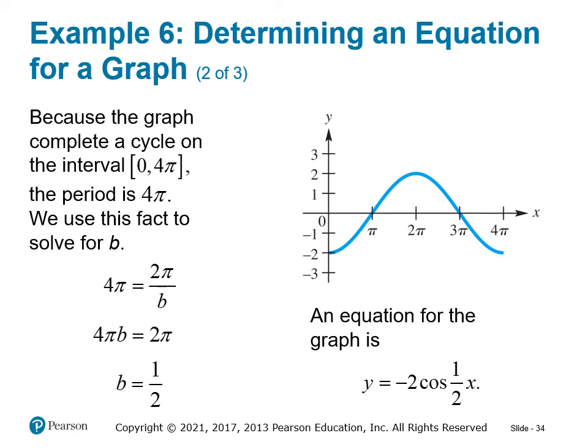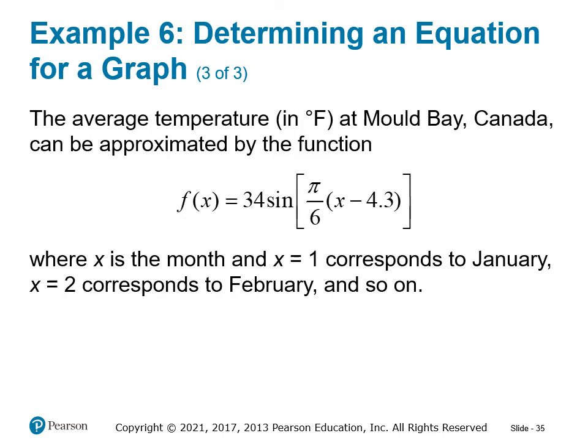With that value of A equaling -2 and that value of B equaling 1/2, we can easily see that the equation is now -2 cosine of 1/2 x. The amplitude is 2, but because it flipped across the x-axis, it's -2. And we saw that the new period is 4 pi, and we calculated B by plugging it into our 2 pi over B formula for the new period. Okay?